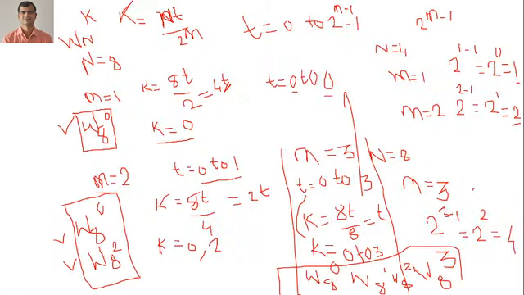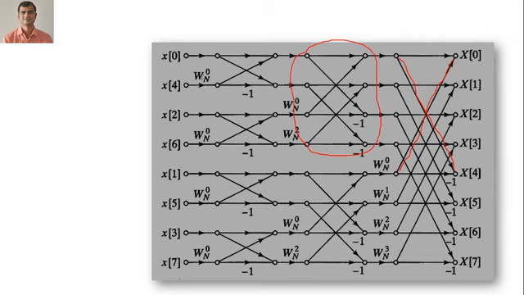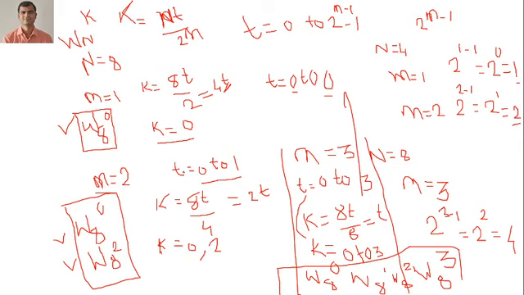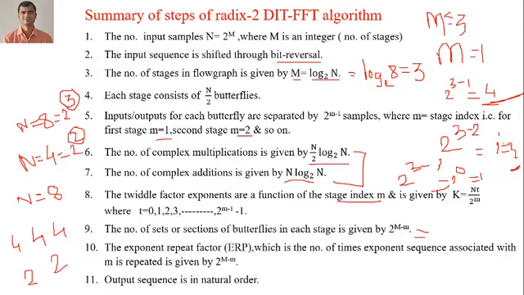I will be showing here the twiddle factor exponents. It is repeating 4 times for stage 1, and for stage 2 it is repeating 2 times: here it is 1 and here it is 2. So it is repeating 2 times, and here there is only 1. W80 is single, W81 is single, W82 single, W83 also single. So in that way we need to calculate the number of times the twiddle factor exponents are going to repeat.